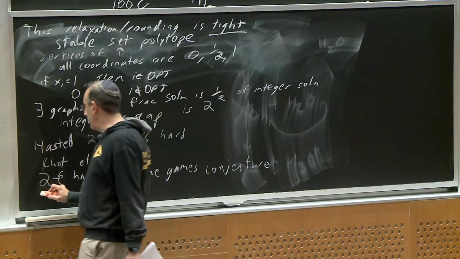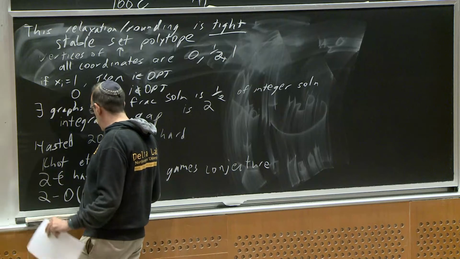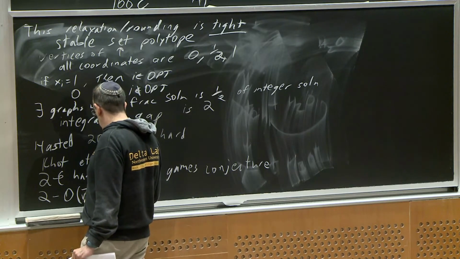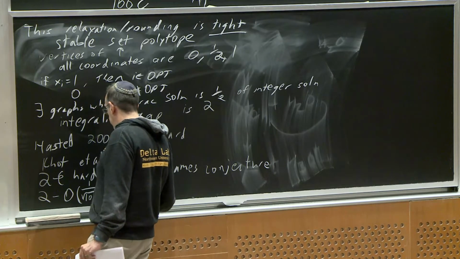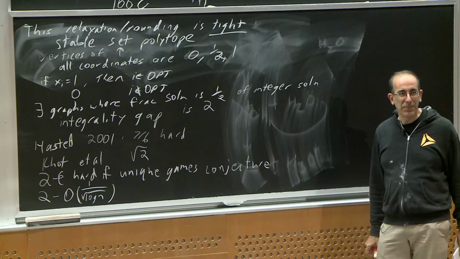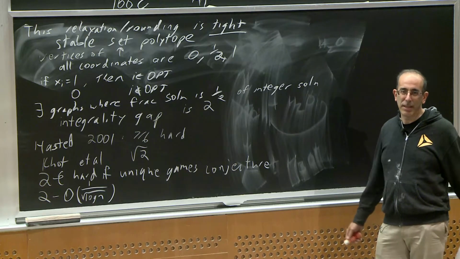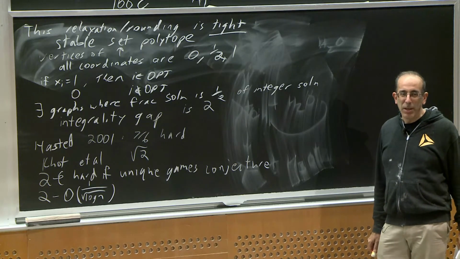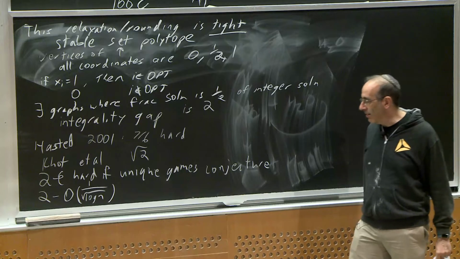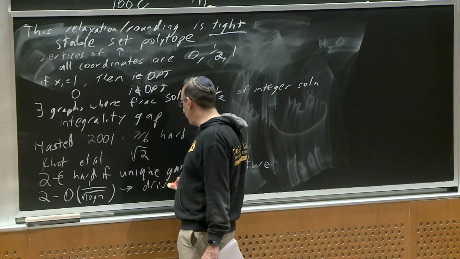On the other hand, there is a quite sophisticated algorithm that achieves 2 minus order 1 over the square root of log n. A little bit better than 2. And you might think, what's the point? Like, this is basically 2. But it turns out that this tiny difference is enough to drive all of our best algorithms for graph coloring.